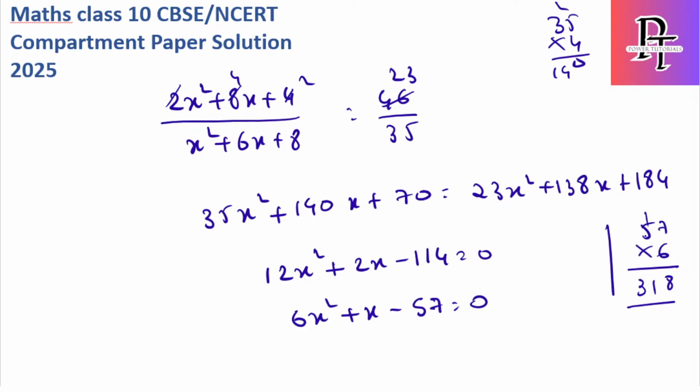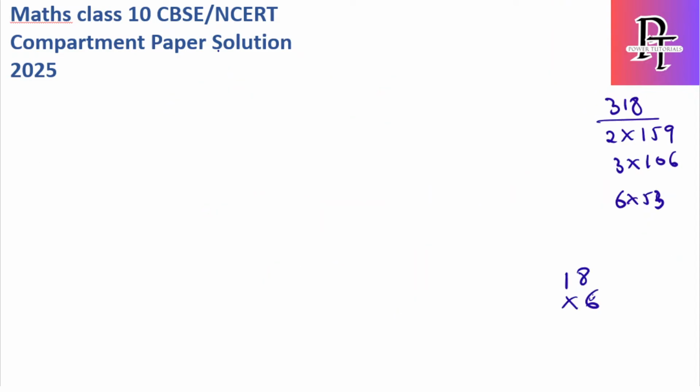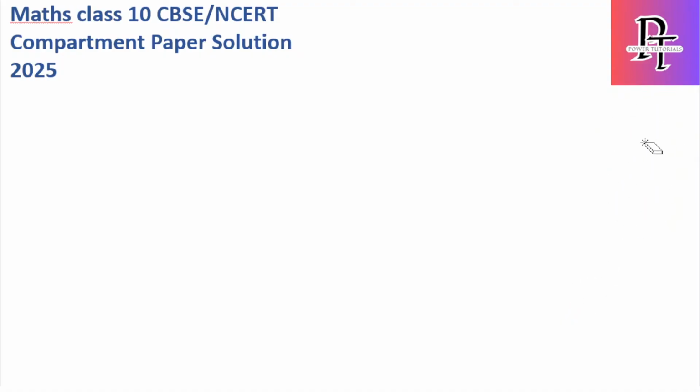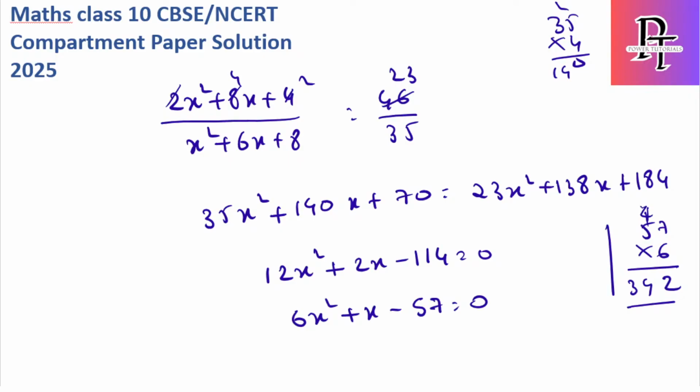57 into 6. Okay, I'm sorry guys. 57 into 5 6 is 42, 6 4 is 24, 6 5 is 30, 34, 342. I should get the factors. Let me check it again. So for this equation, as I mentioned, getting the factors will be a little tricky, but let's solve it faster. 342.